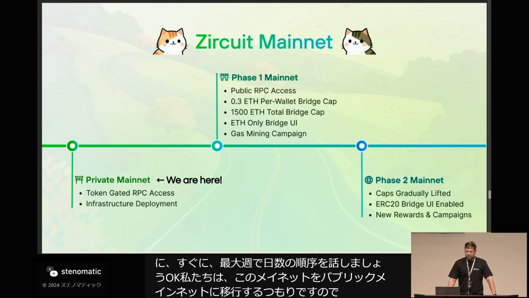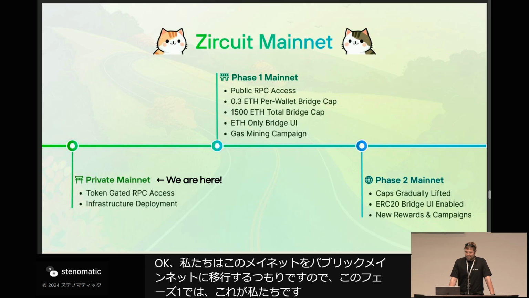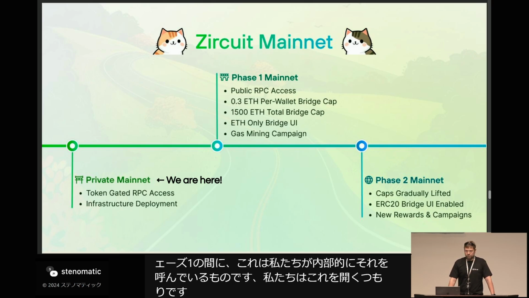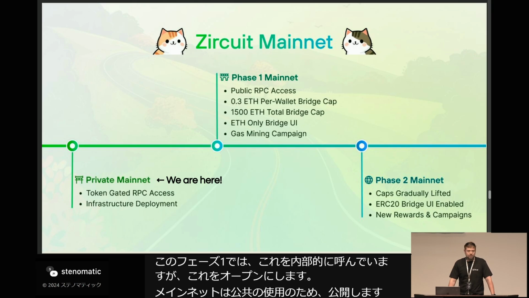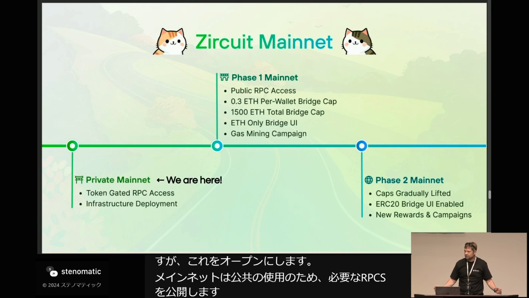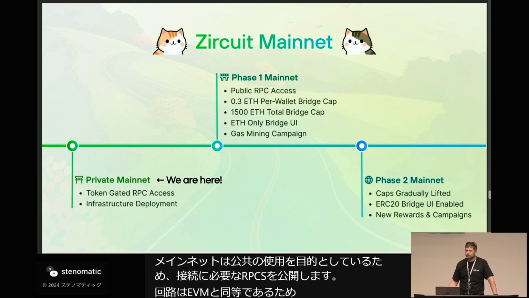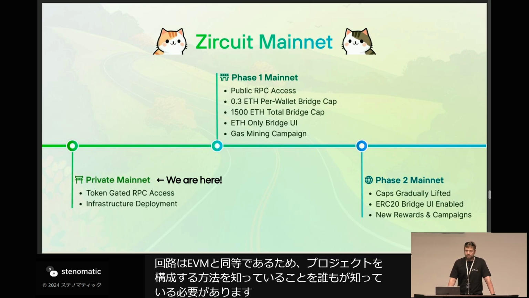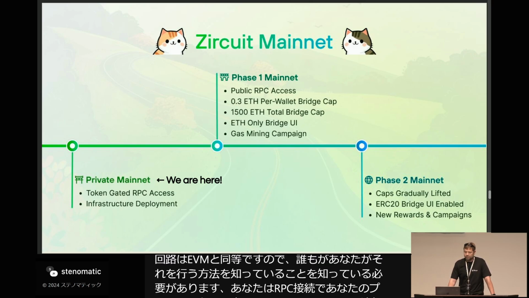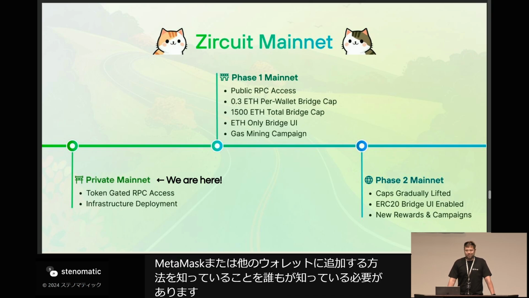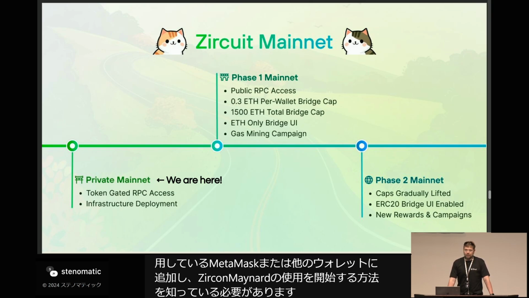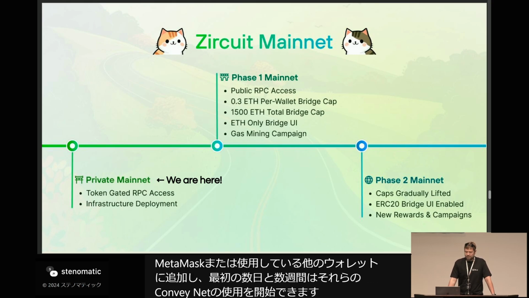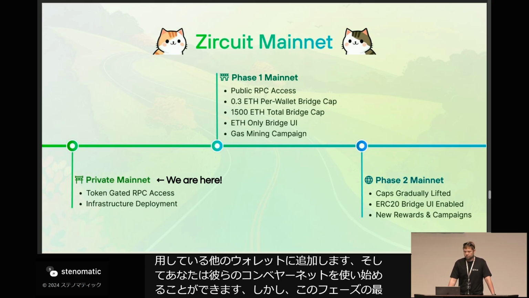So during this phase one, this is what we call it internally, we are going to open this mainnet for public use. So we will publish the RPCs that you require to connect. Zircuit is EVM equivalent, so everybody should know how to do that. You will configure your projects with the RPC connections. You will add it to your MetaMask or other wallet that you are using, and you can start using Zircuit mainnet.